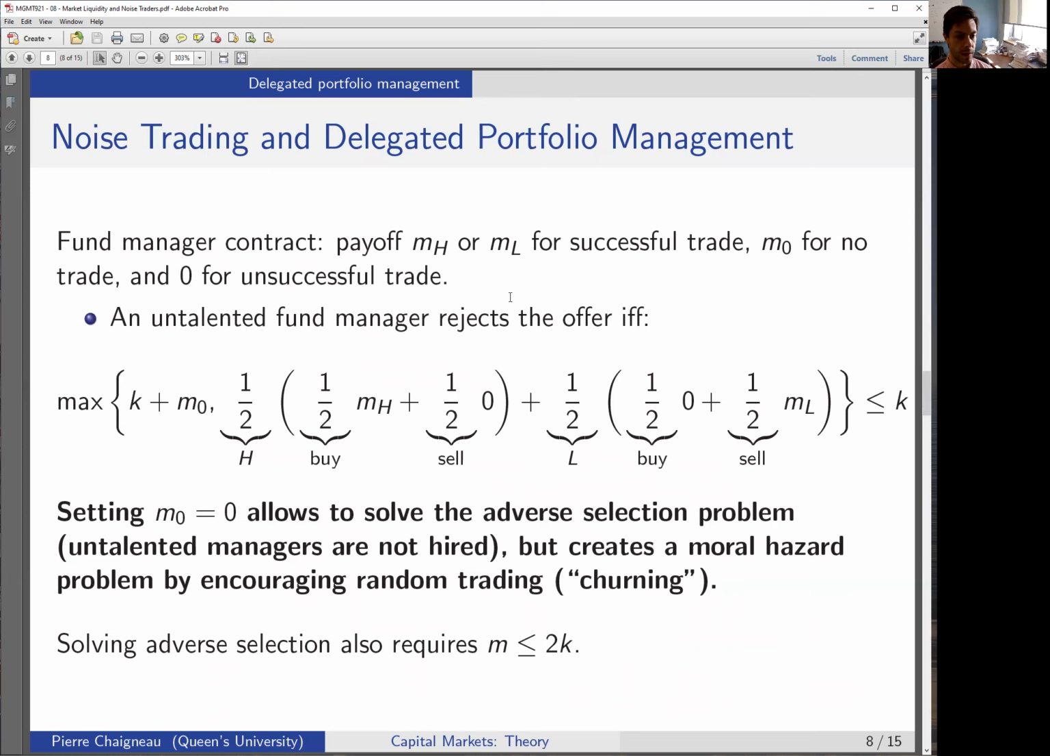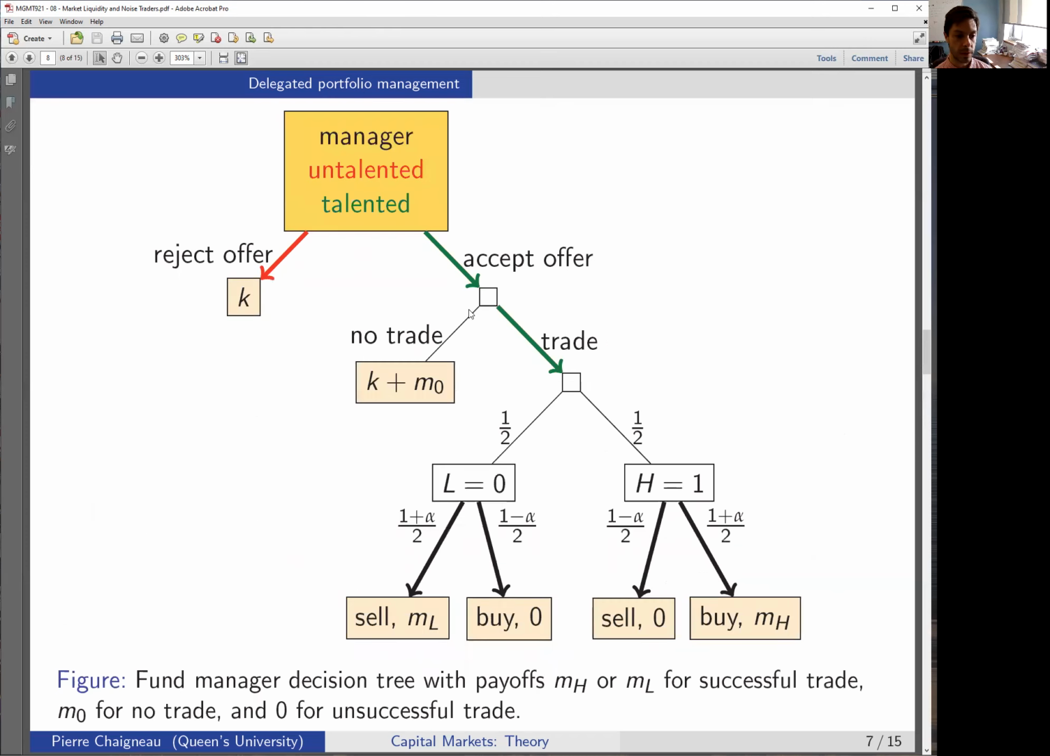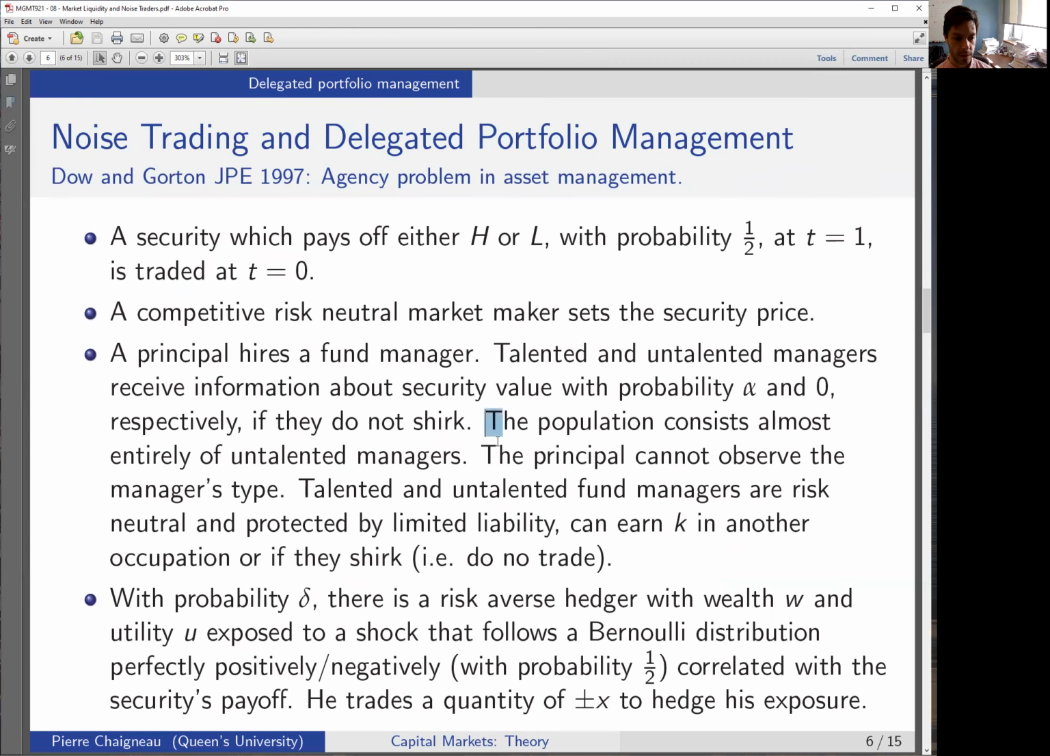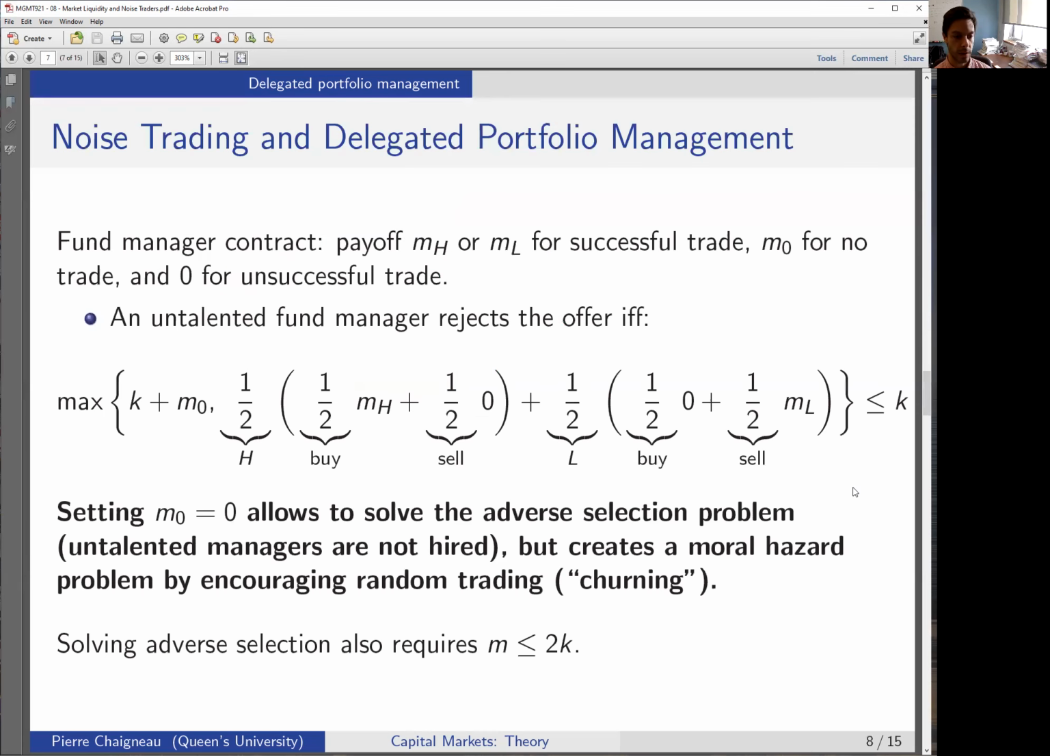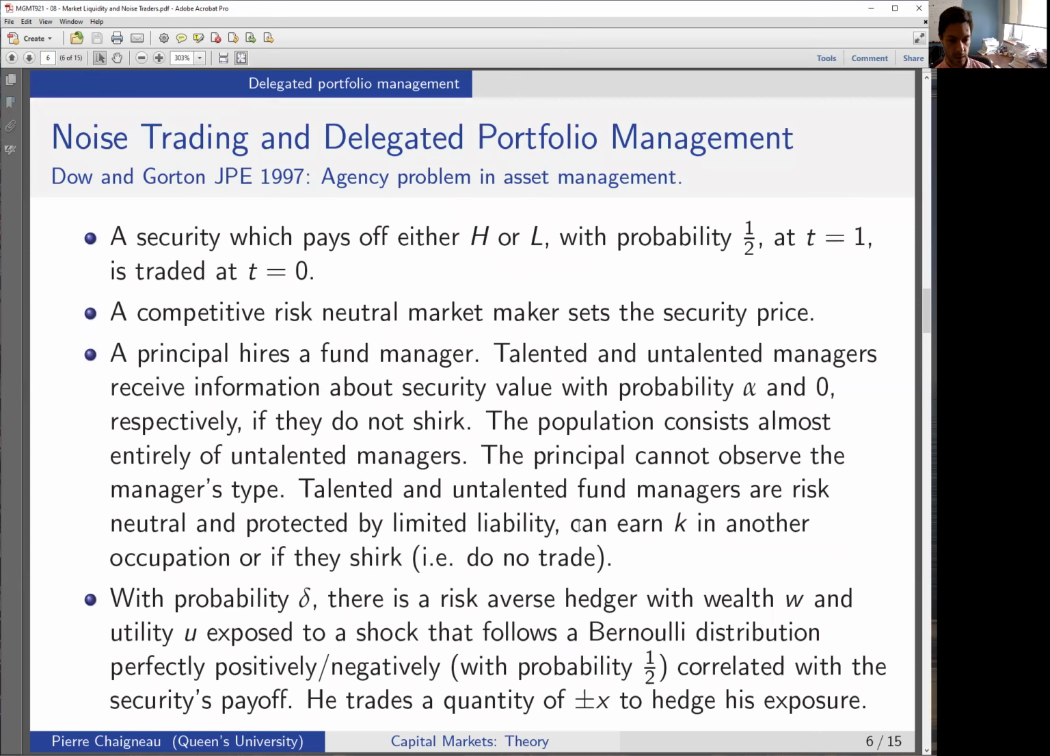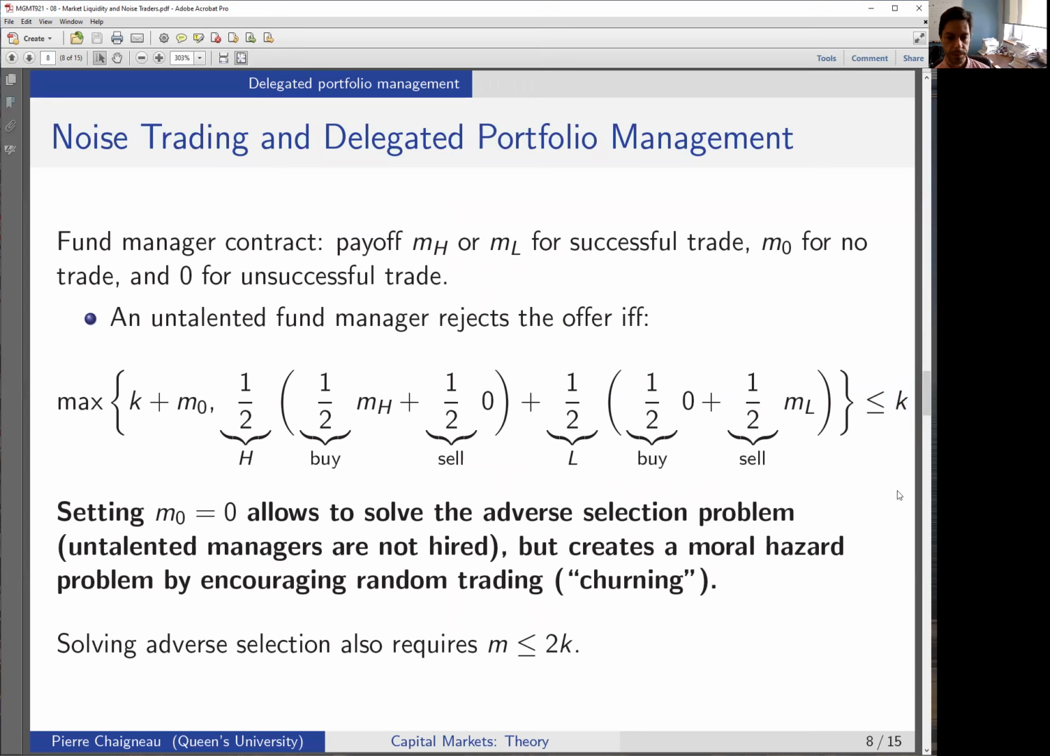Okay. So now let's take the perspective of an untalented fund manager. And we know that the principal is going to hire an untalented fund manager for sure, if an untalented fund manager is willing to accept the contract. So we must make sure that any untalented fund manager would reject the contract offer from the principal. So when would that be the case? If the untalented fund manager rejects the offer, he will get K. K is what they can get in another occupation. So this is the K you have here.